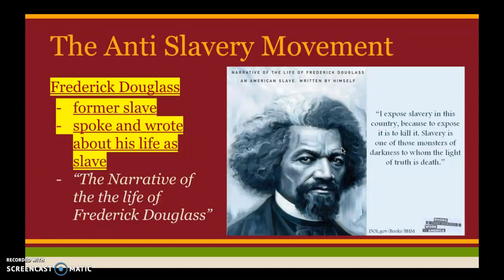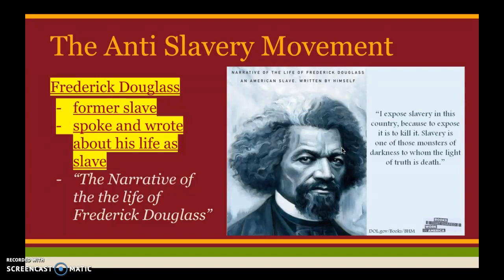And possibly the most well-known figure of the abolitionist movement is Frederick Douglass. Douglass was a former slave who had been taught how to read and write. So once he escaped to his freedom, he began to speak and write about his experiences as a slave. He actually penned an autobiography called The Narrative of the Life of Frederick Douglass, a book that is still accessible to you today. If you are interested in reading it, go to Barnes and Noble, buy you a copy, go to the library, check it out.